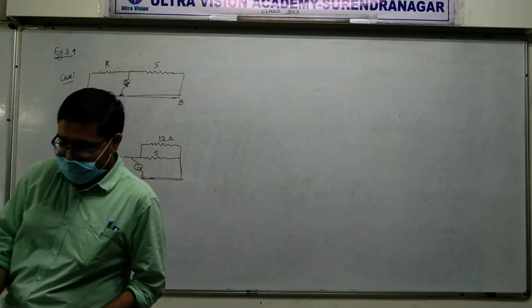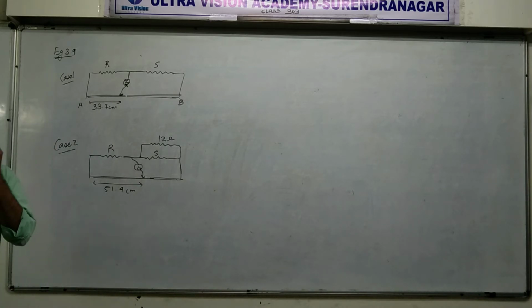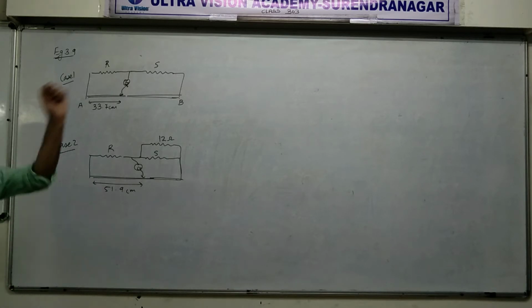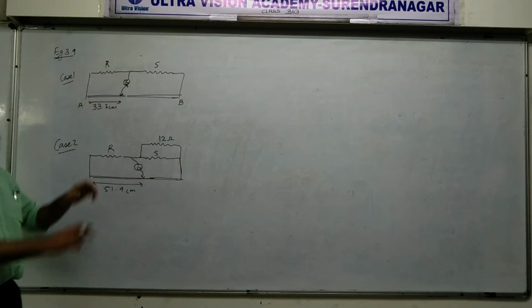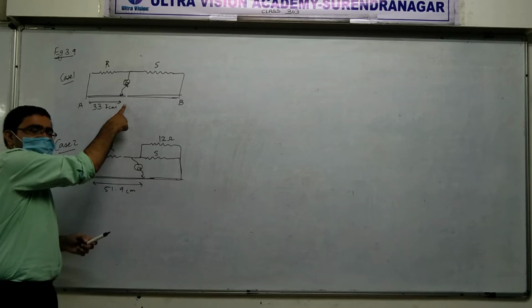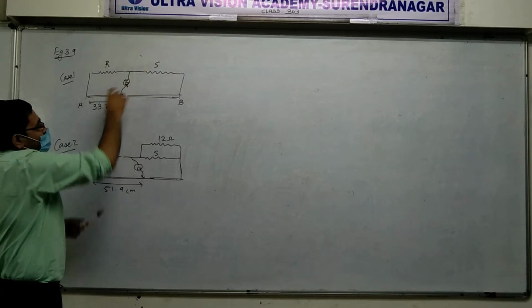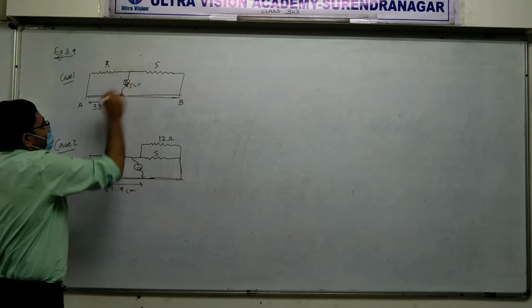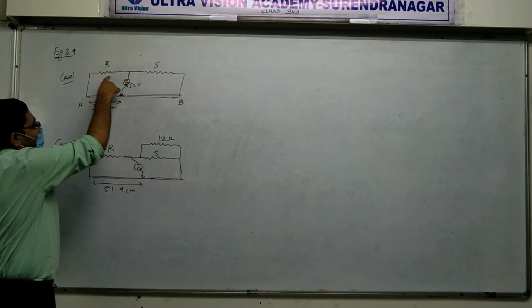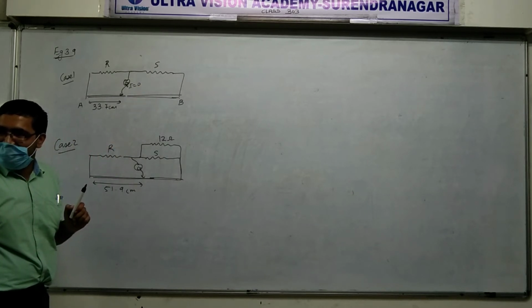Determine the values of R and S. We have to find the two unknown resistances R and S. Let me start. We connect R and S, we do the experiment, we find the null point. Then we say that this is a balanced Wheatstone bridge when the current over here is 0. So the equation is R upon this length will be equal to S upon this length. Clear or not?